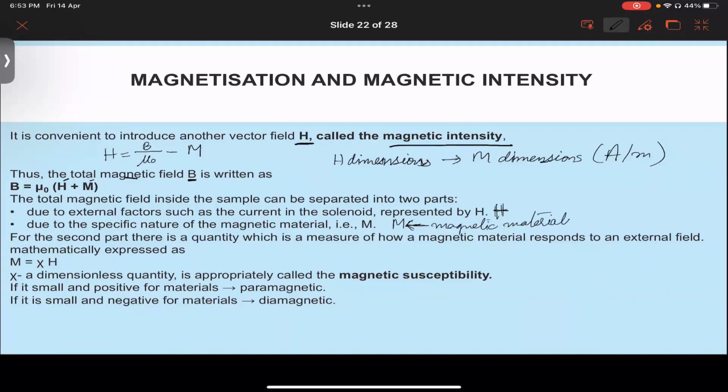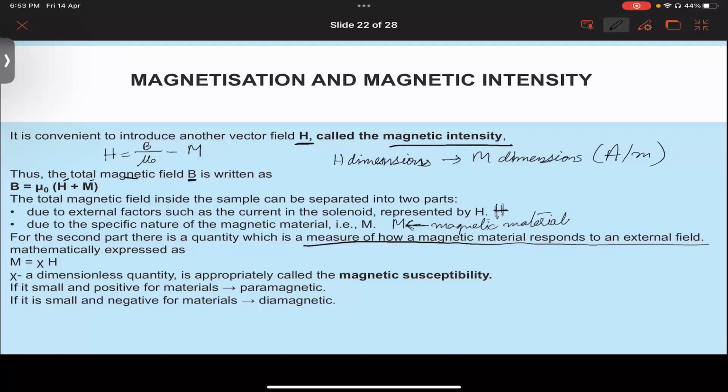Now we are going to introduce another term, which is a measure of how a magnetic material responds to an external field. That means how susceptible a material or a substance is to getting magnetized.